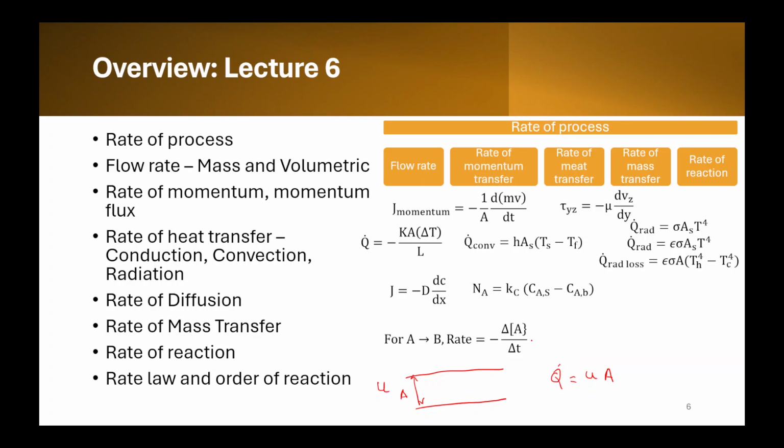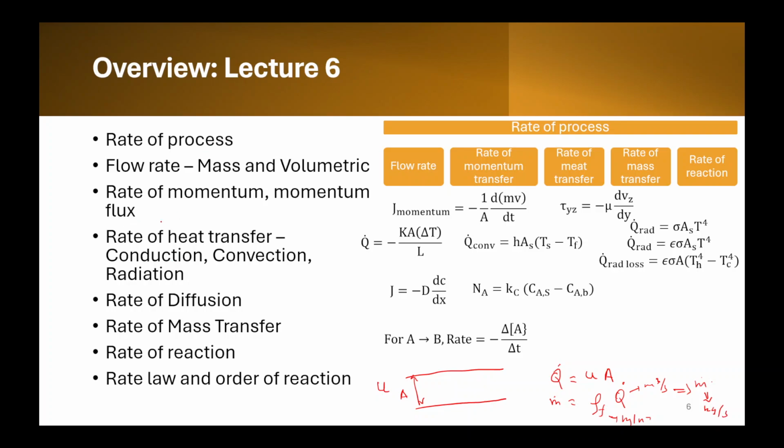What will be the mass flow rate? Mass flow rate will be the density of this fluid into the volumetric flow rate. The volumetric flow rate has units of meter cube per second, and density has kg per meter cube. So the unit for mass flow rate comes out to be kg per second.